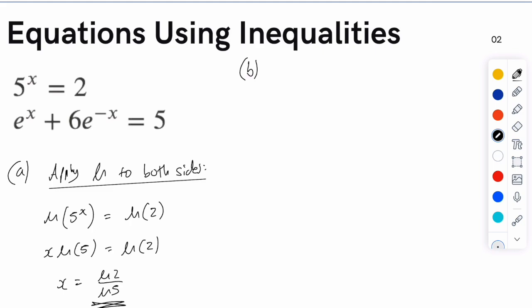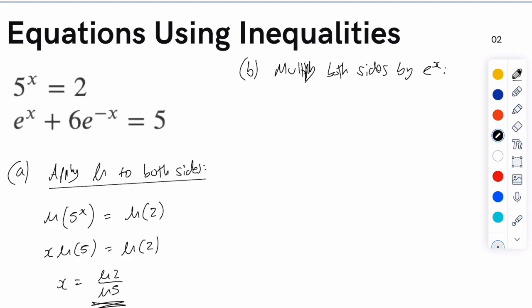Now, in terms of the second question here, there's a few ways we can go about doing this, right? One interesting way you could do this is we could multiply both sides by e to the x.